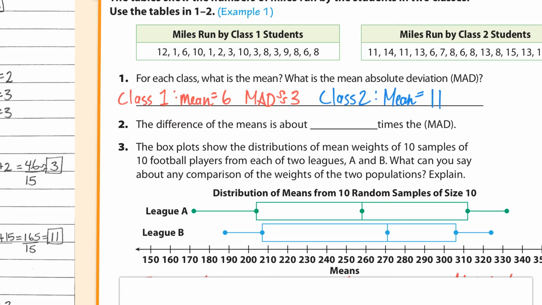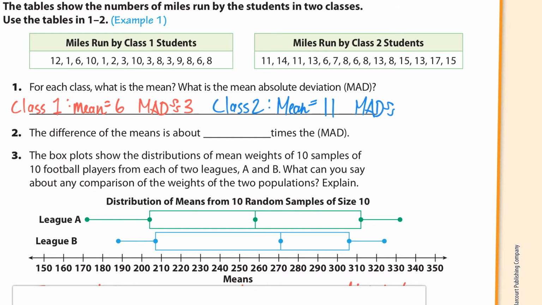And then the MAD is about, that also was, oops, that also was about 3. So there you go. So now the difference of the means, what was the difference in the means? Well, we can see that class 2 had a mean of 11, minus class 1 had a mean of 6. I'm just reading it from number 1, and so that difference is 5.